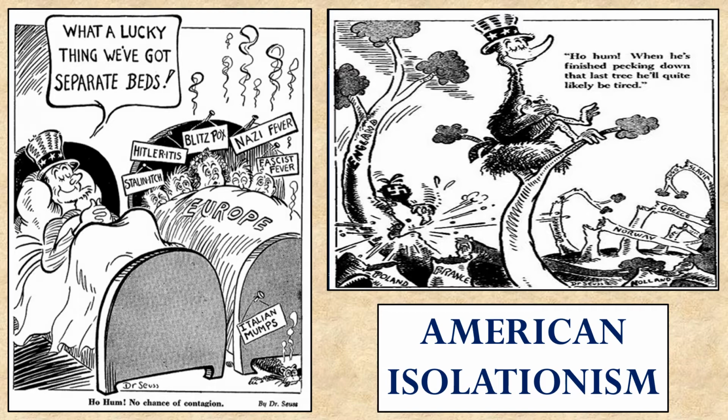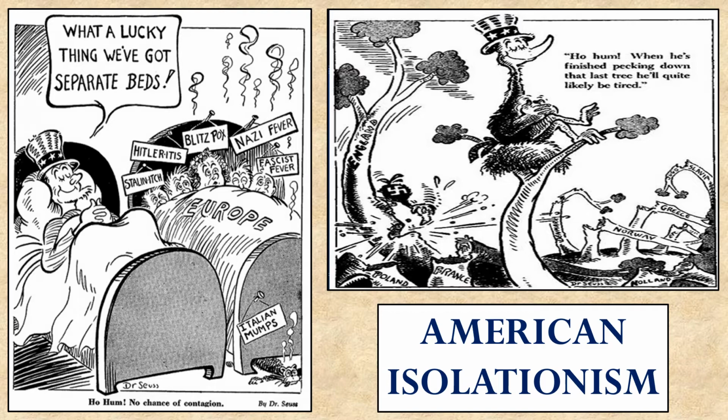Here on the left you have Uncle Sam representing the United States in a separate bed from Europe, where there's all kinds of diseases that are loose analogies for the political strife in Europe at the time of World War II. And Uncle Sam is claiming that he won't catch those diseases just because he's in a separate bed. But we know that diseases can spread much more easily than that. So this is being critical of the notion of isolationism.